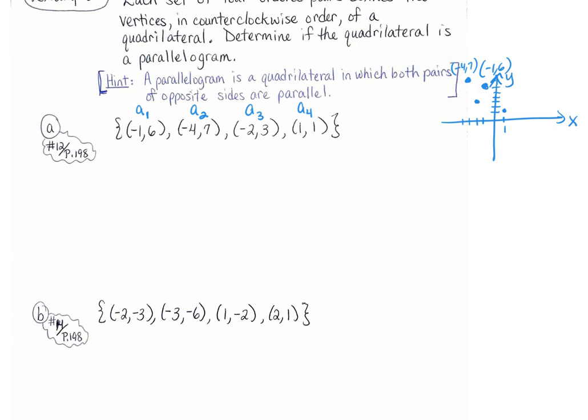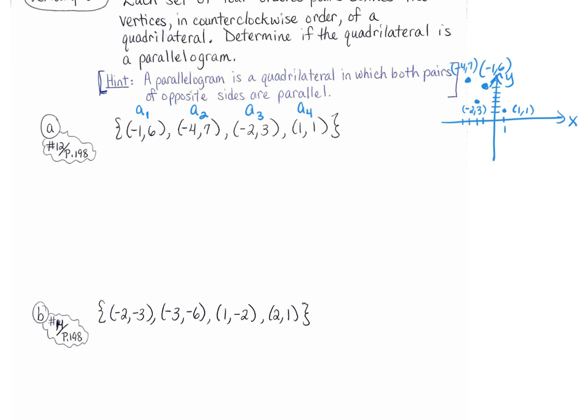We plotted our points. This is negative 1, 6. This is negative 4, 7. This was what point here? Negative 2, 3. And the other point was? 1, 1. Okay? So the question is, do we think this is going to be a parallelogram, right? Because the instructions tell us to determine if the quadrilateral is a parallelogram. So this would be a parallelogram if the pairs of opposite sides are parallel.